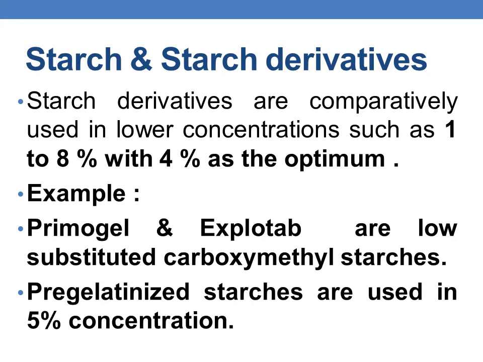Starch derivatives are comparatively used in a low concentration range such as 1 to 8%, and usually the 4% concentration is considered as optimum. When it comes to examples, they are Primogel and Explotab. They are low substituted carboxymethyl starches. They are used in the concentration range of 1 to 8% and usually 4% is considered as optimum. The other modified starch is pre-gelatinized starch. This is used in the concentration range of 5%.